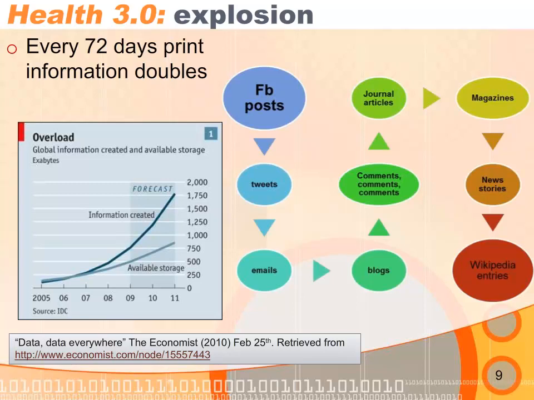In 2 years, there will be 1,000 times more than we have right now, and everyone is contributing, from Facebook posts, tweets, emails, blogs, comments to sites, journal articles, magazines, news stories, Wikipedia entries, and more. In addition to the amount of information being created, the amount of available storage has not been able to keep up. And this diagram from The Economist shows the forecast of where information is going.